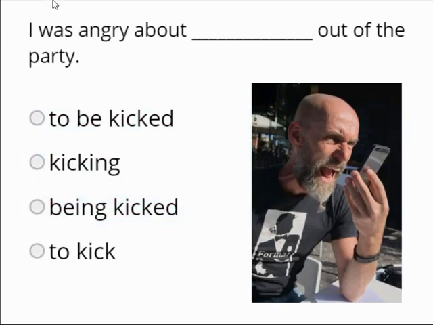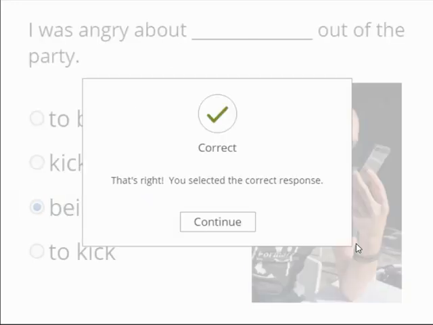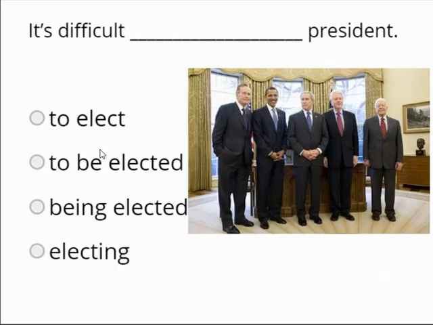And I was angry about out of the party. Here we'd use the gerund. And I was angry about being kicked out of the party. All right, got that one correct.